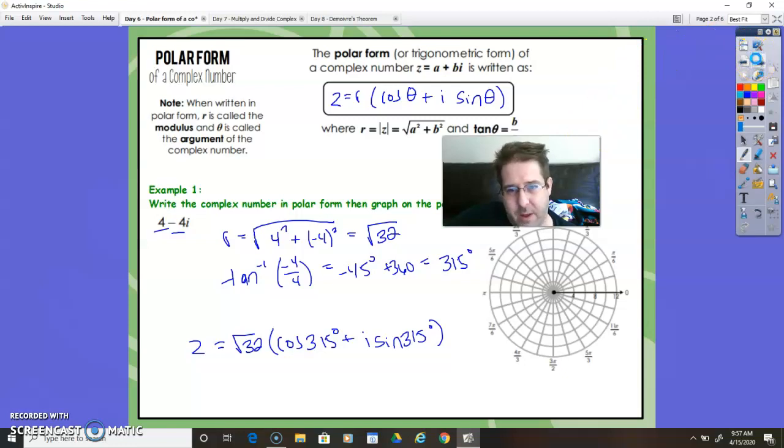Oh, the graphing. Whoops. So going back, 315 degrees, once again, is 7 pi over 4. 315 degrees is 45 degrees less than 360, so that would be like right over here. And then square root of 32 is a little bit more than 5, so that's 4, and so it's going to be about right there, give or take.